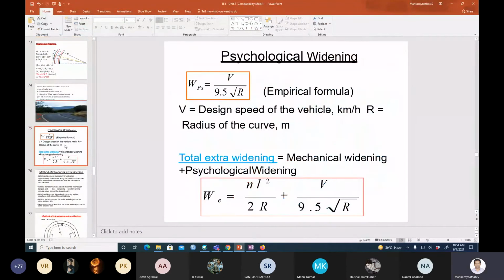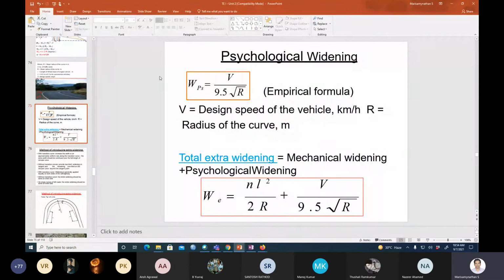And when it is coming to the psychological widening, I'm just directly giving the equation. W psychological widening is equal to V divided by 9.5 root R. So V is nothing but the design speed of the vehicle, R is nothing but the radius of the curve. So when we add the mechanical and the psychological widening together, we get the total widening that we want to provide.